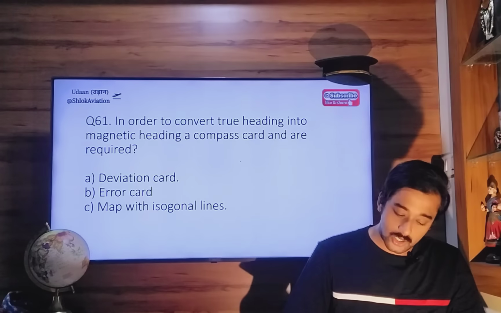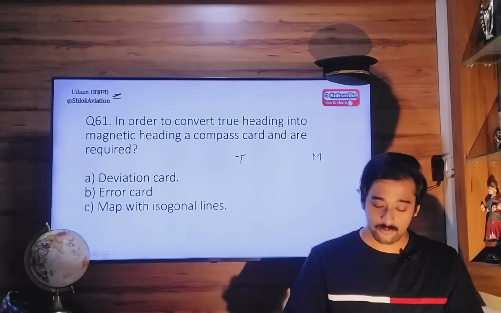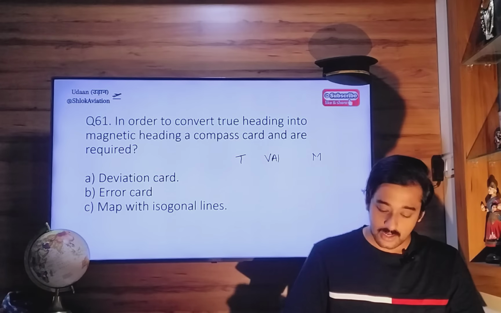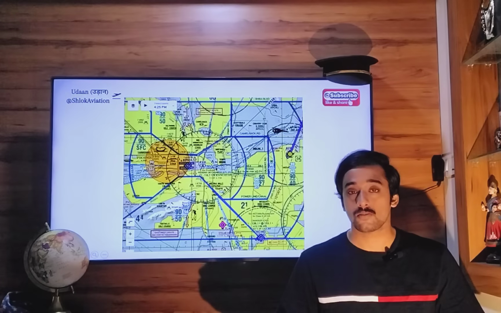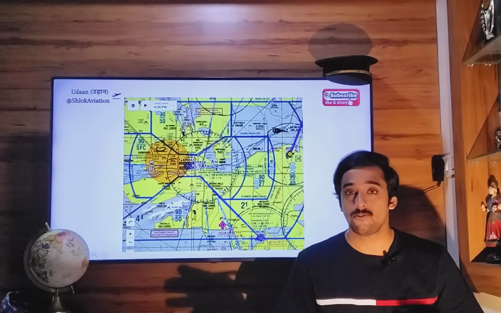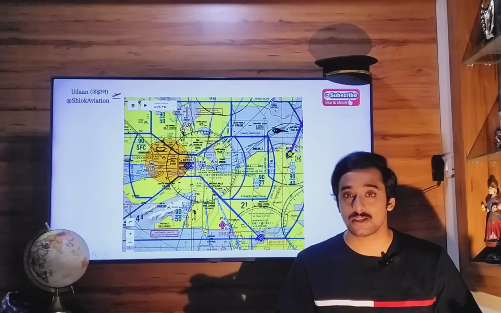So in order to convert a true heading into magnetic heading, you need to know the value of variation. And this variation value can be figured out from the sectional chart, the VFR sectional chart that you will use for your cross country flights.